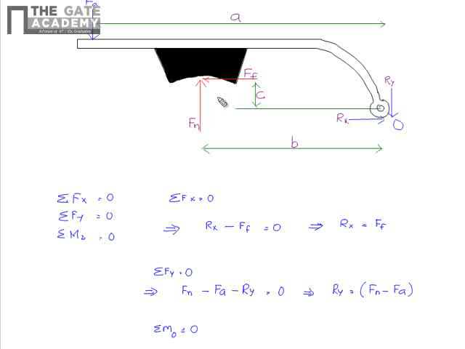So what are the forces here? We have Fa, Fn and Ff. These three forces will be causing moment about the point O, and there will be no moment due to Rx and Ry because they are passing through this point. So what does the moment equilibrium equation give?